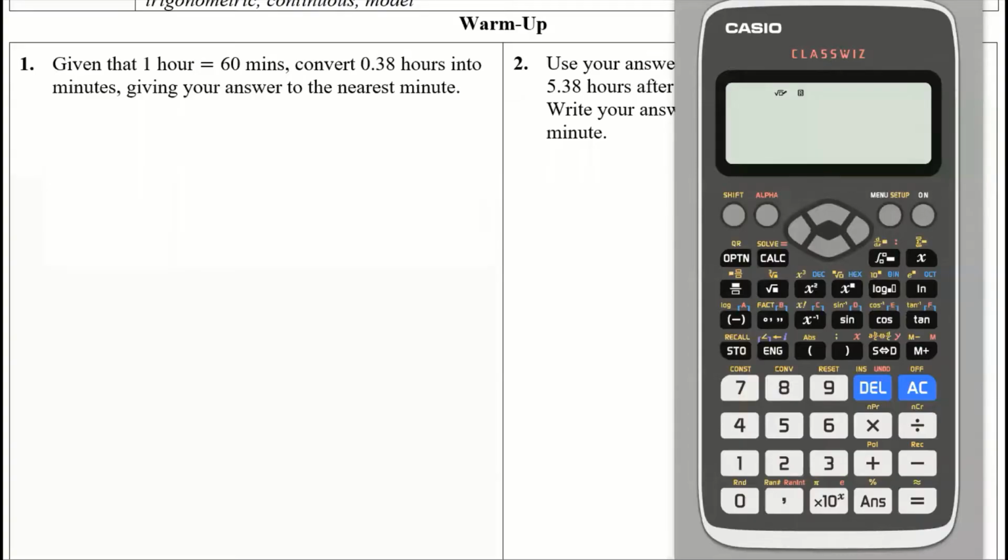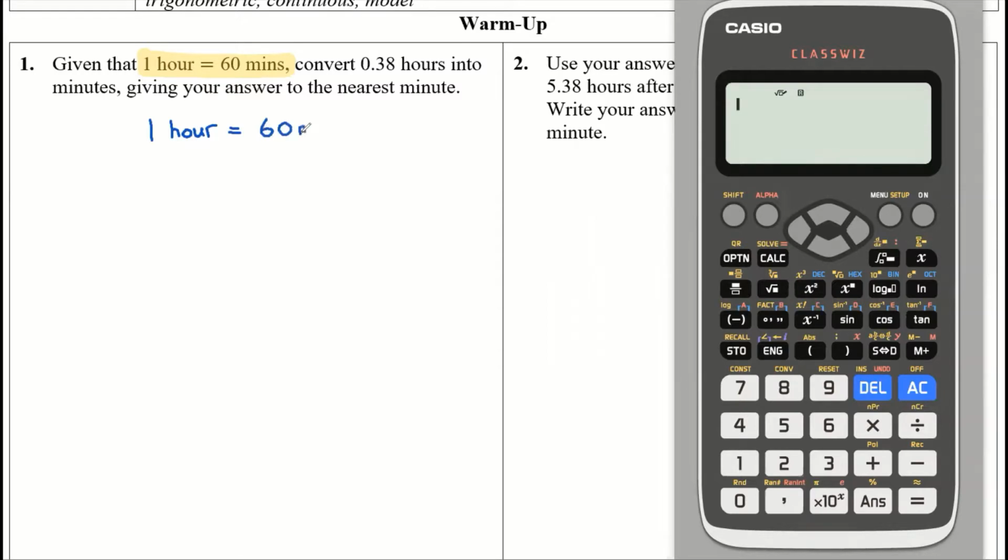Okay, so first up we have a conversion to do. We haven't done one of these for a while, probably not since GCSE in fact. And you're given the information, which you probably knew already, that 1 hour is of course 60 minutes, which is going to be useful. And we're going to convert 0.38 hours into minutes. So if we just set up the direct proportion, I'm just going to write it out. So 1 hour is equal to 60 minutes.